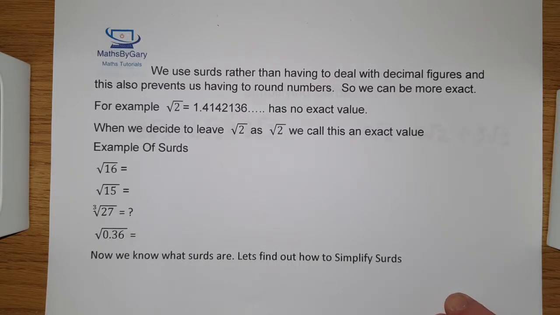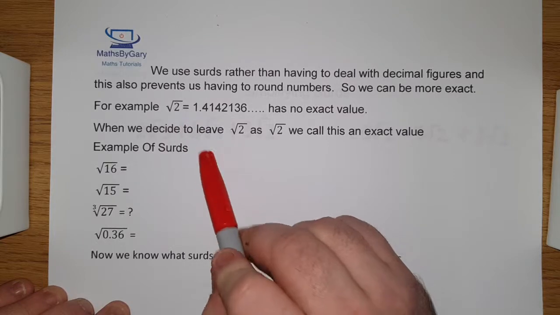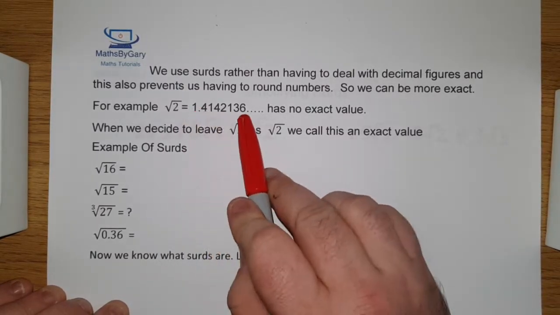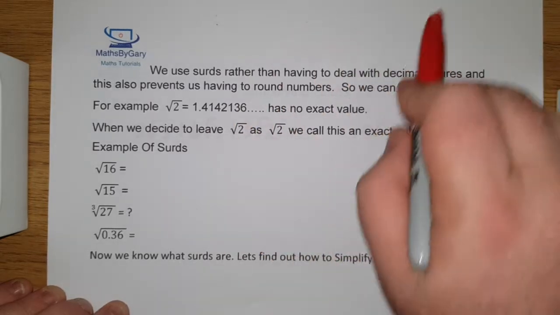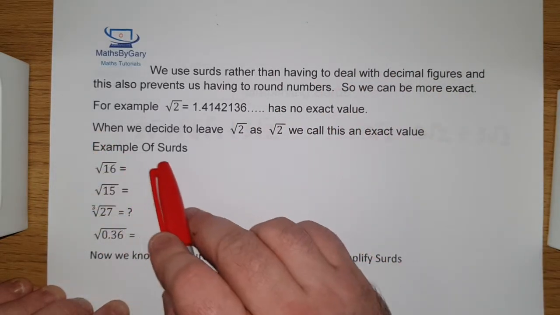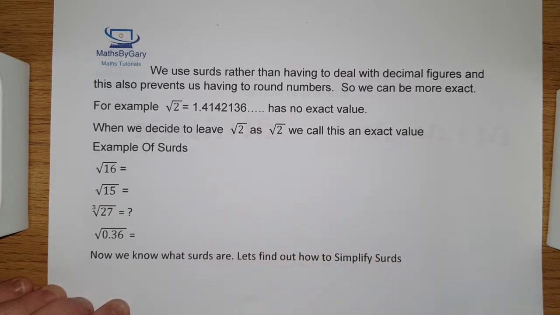Now we know what a surd is. We use surds rather than having to deal with decimal figures, and this prevents us having to round numbers, so we can be more exact. For example, root 2 would be 1.4142136. Now this is only to 7 decimal places. This will go on, and it has no exact value. When we decide to leave root 2 as root 2, we call this an exact value.